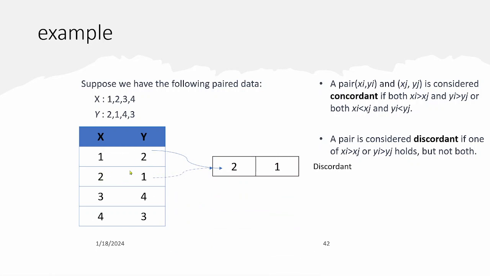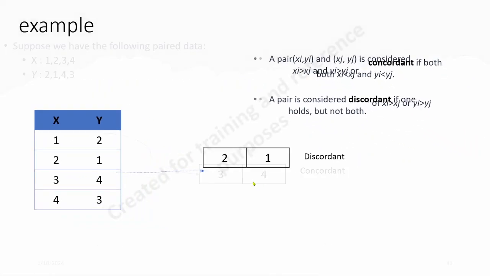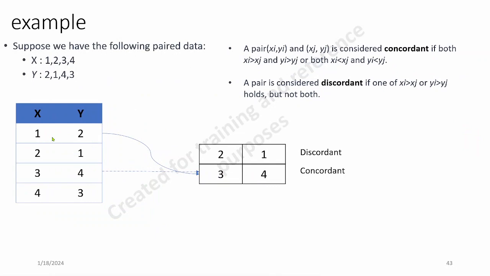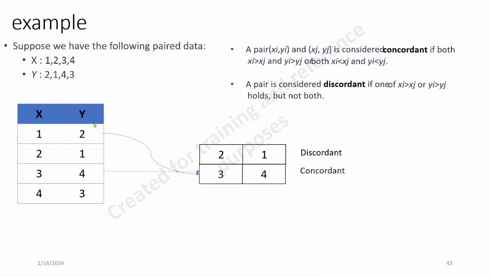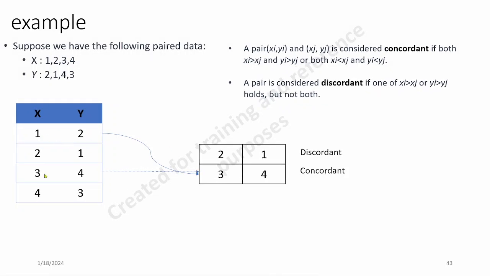If you notice, the change between x and y is in a different direction, so that would be discordant. And look at the other pair here again. The previous one is the change is 1, and here it is in the opposite direction. So that's why it is discordant. If you look at the other here, 1 and 2 and 3 and 4, the change is in the same direction. So that is concordant.